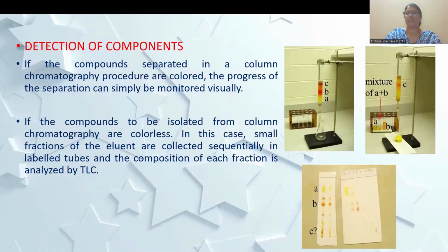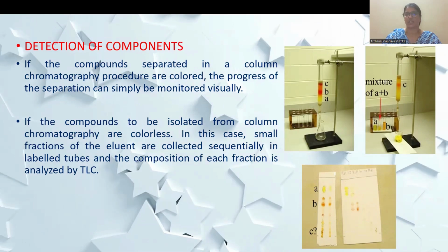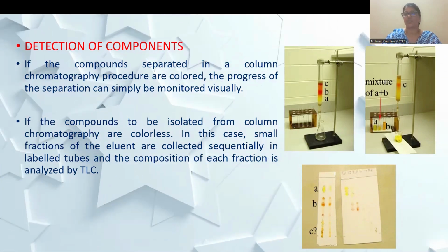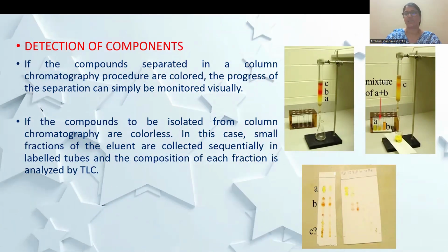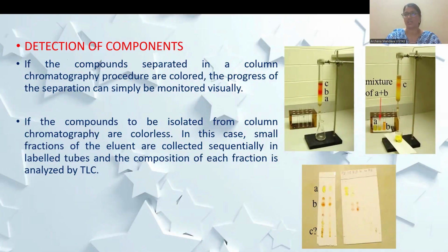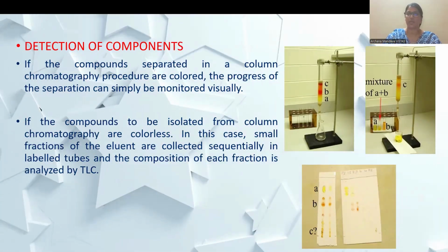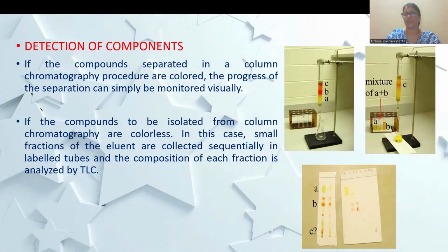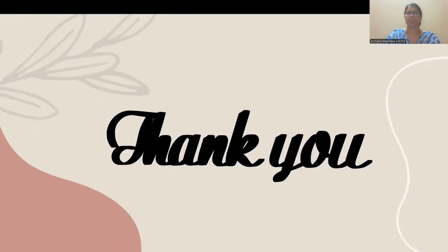After this comes detection. Once the compounds are separated, the eluents are collected. How do we identify them? If they are colored compounds, we can identify them visually, mark them, or check the eluents separately. If they are colorless, we can depend on TLC. We can spot the sample on the TLC plate, see the separation, and then quantify. I hope this lecture is useful.